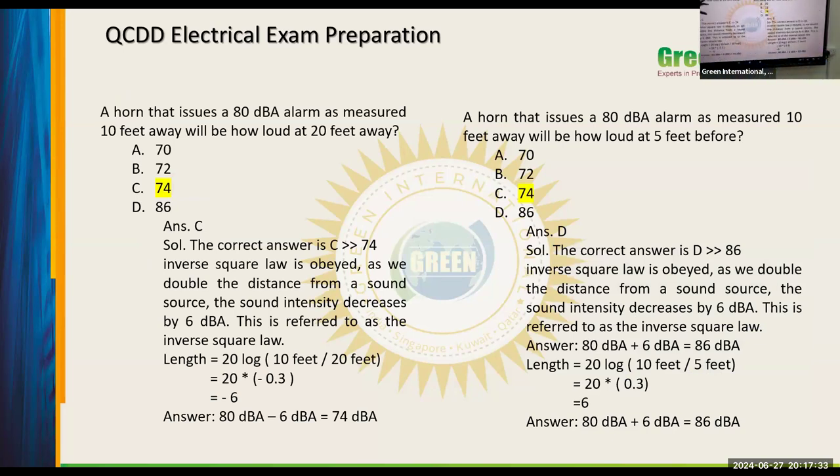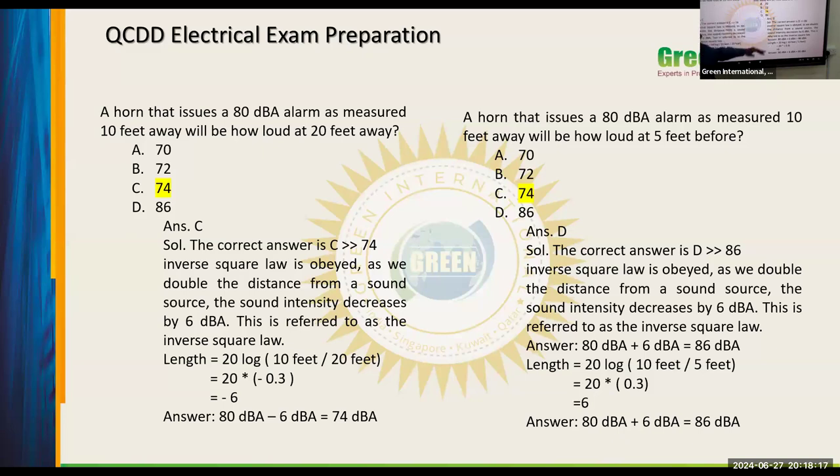A horn that issues 80 decibels. Okay, we keep the horn here. If you're standing 10 feet away, I can hear the 80 decibels. Again, if I go back 20 feet away, whether the sound is high or low, if the distance increases, the sound level decreases. So at 10 feet, I hear the sound at a rate of 80 decibels. At 20 feet, that is, here 10, here 20, double. If the distance is doubled, we need to reduce 6 decibels. That information we need.